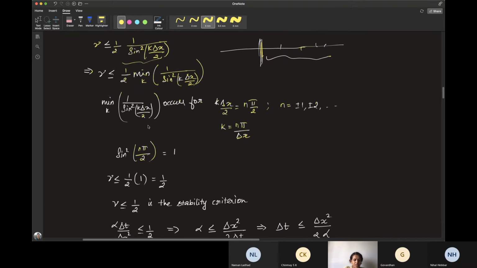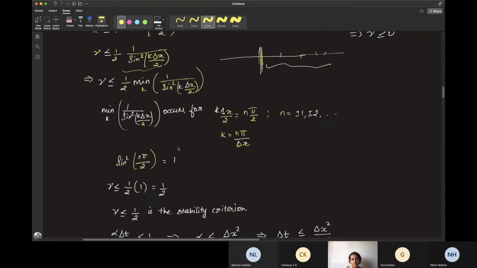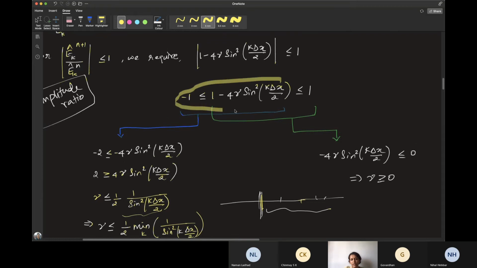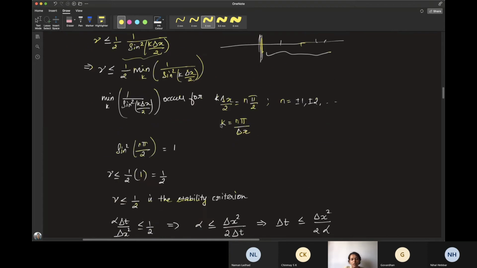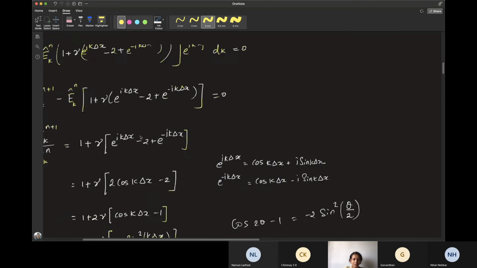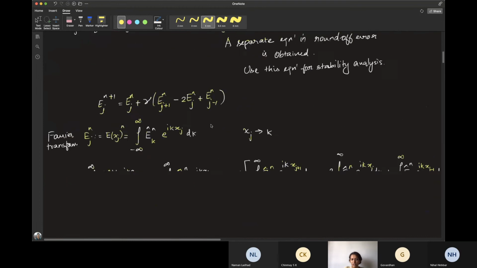So now from this expression you get nu to be 1 by 2. Since you have taken k to be n pi by delta x, your sine squared n pi by 2 equals 1. So your nu will always be less than or equal to 1 by 2. This is one stability criterion. So nu less than or equal to 1 by 2 is the condition that we obtain by only considering this left part. Nu is alpha delta t by delta x squared. You would have noticed we have just made this assumption, alpha delta t by delta x squared is nu.